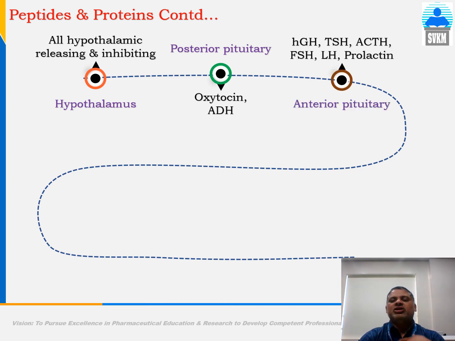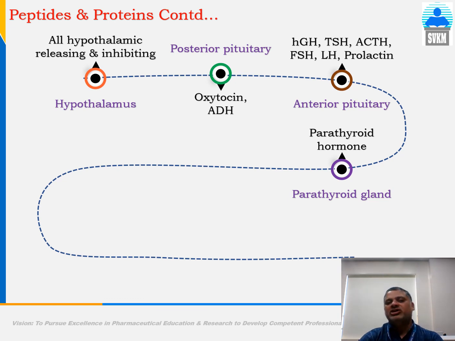Next, the anterior pituitary releases human growth hormone, thyroid stimulating hormone, adrenocorticotropic hormone, follicle stimulating hormone, luteinizing hormone, and prolactin. These are also called peptide and protein hormones. Next, the parathyroid gland releases the parathyroid hormone. It is also categorized as water soluble, particularly in the peptide and protein category.